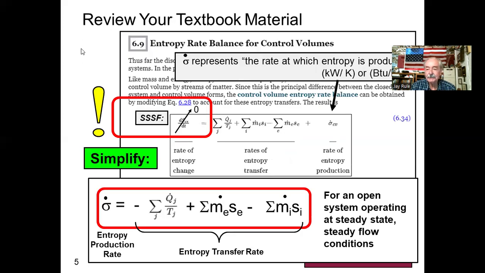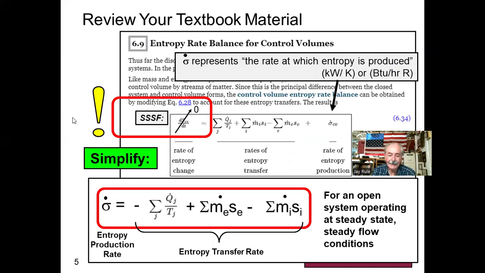Now, let me see if I can chase you back to your textbook a little bit and give you a screenshot of section 6.9, because what I'd like to do in this video is really talk about open systems that are operating at steady state, steady flow situations. So let's look at equation 6.34 and see if we can simplify it. And of course we can.